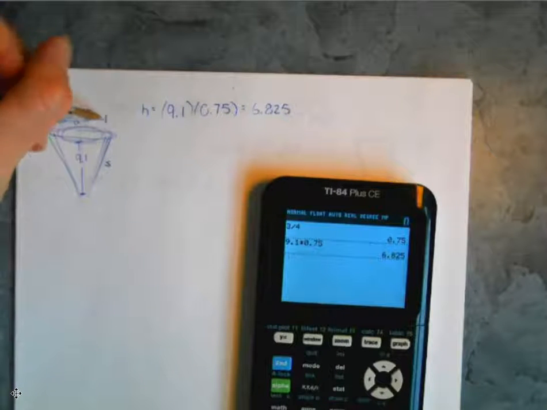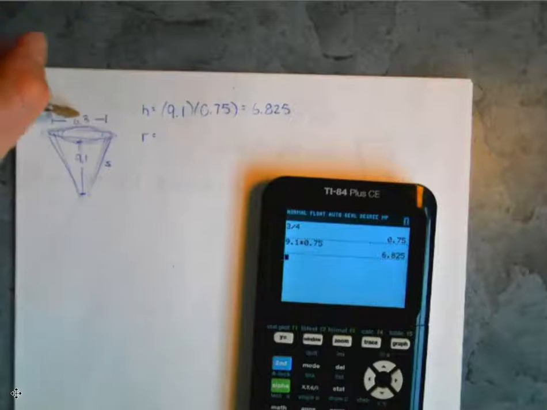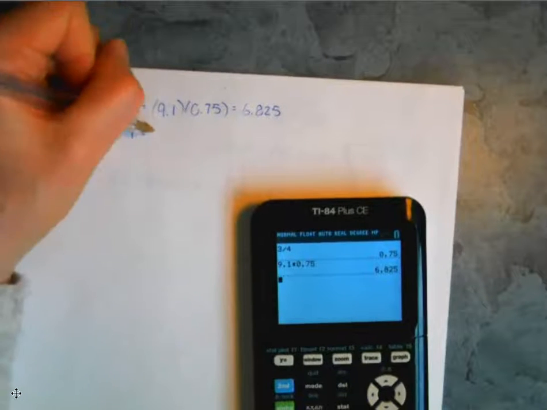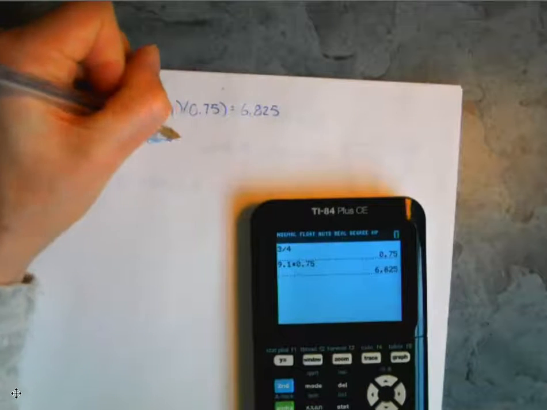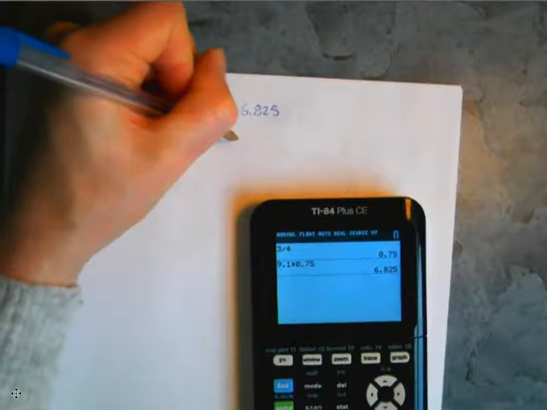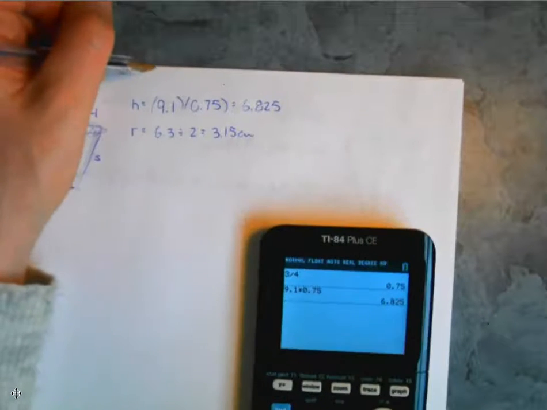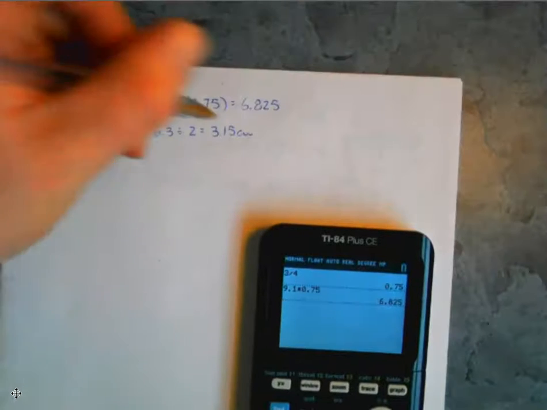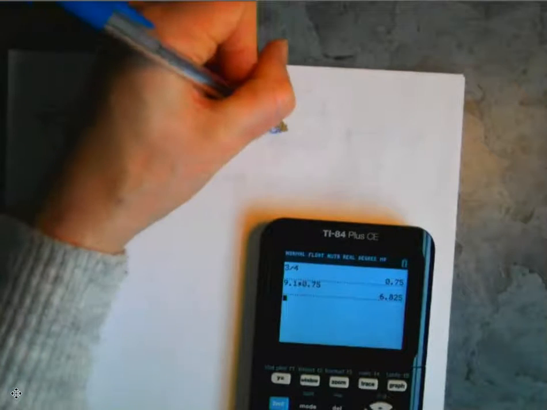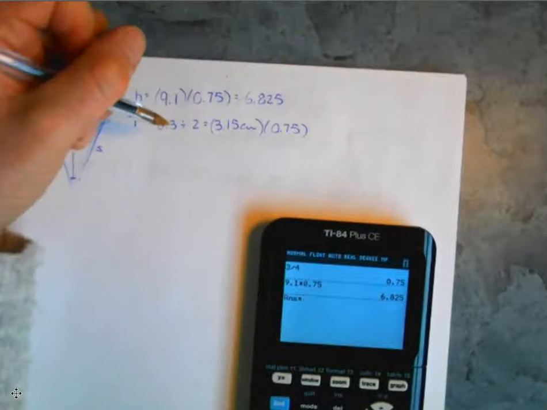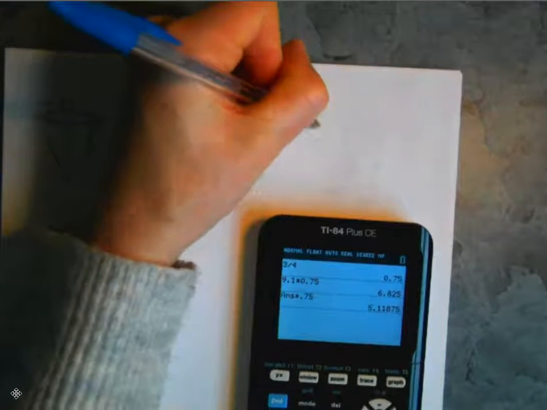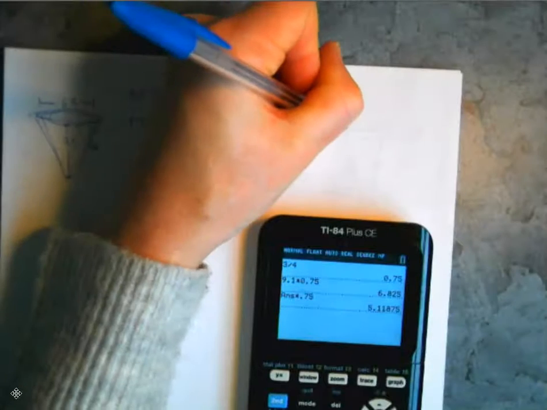Okay, and then for radius, remember radius is going to be half of this value, so let's start out by doing that. So 6.3 divided by 2 gives us 3.15 centimeters, and then we need to multiply that by the scale factor, so times 0.75, which is going to give us 5.11875.